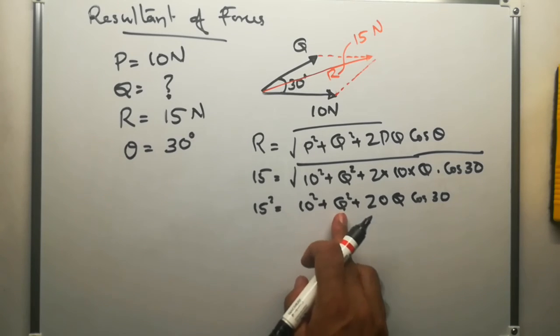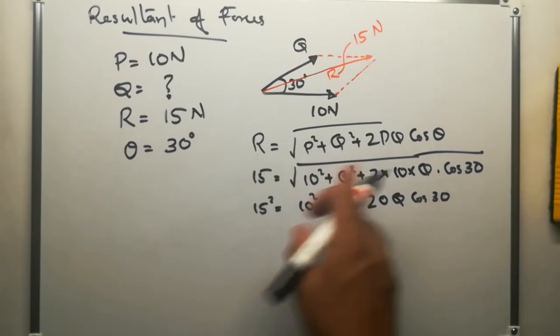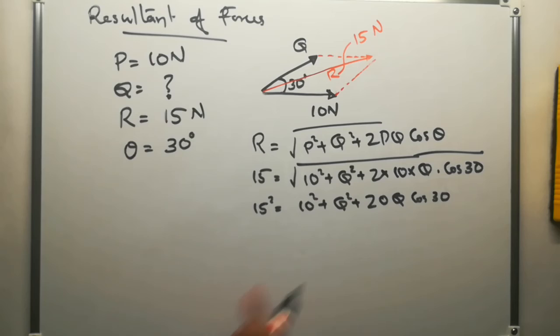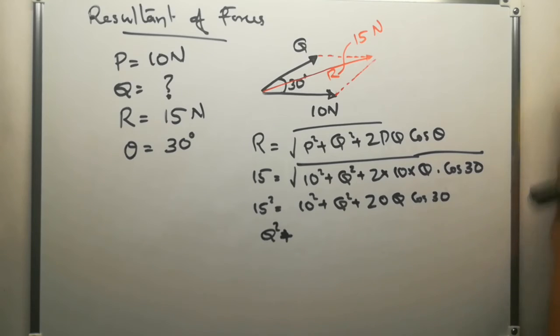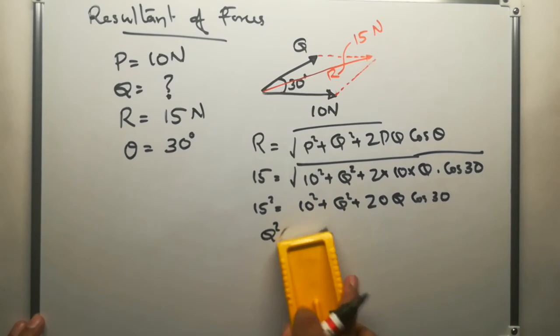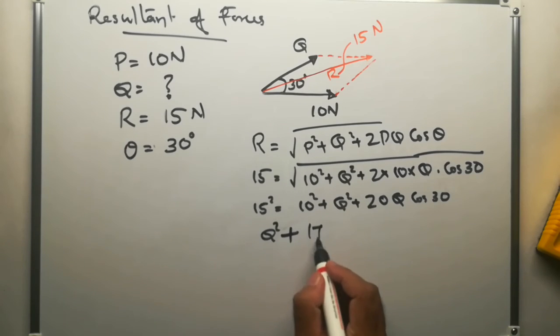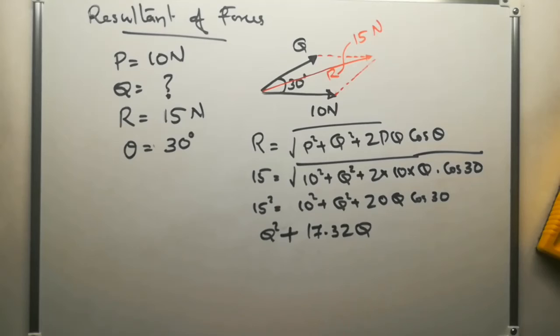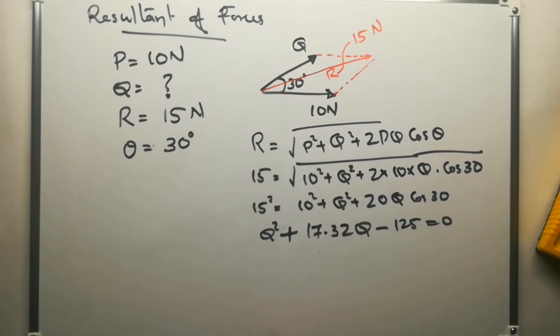So the only unknown is Q, the unknown force. The equation is a quadratic equation in Q. When we simplify this, we will get a quadratic equation in this form: Q square plus 17.32 Q minus 125 equal to 0.